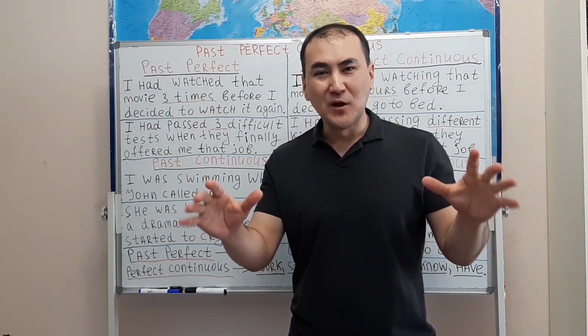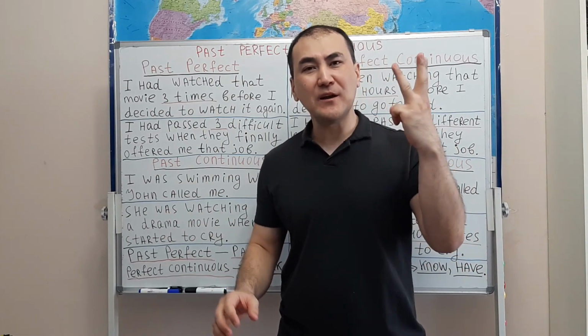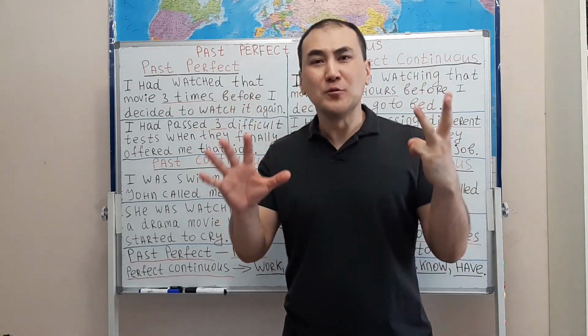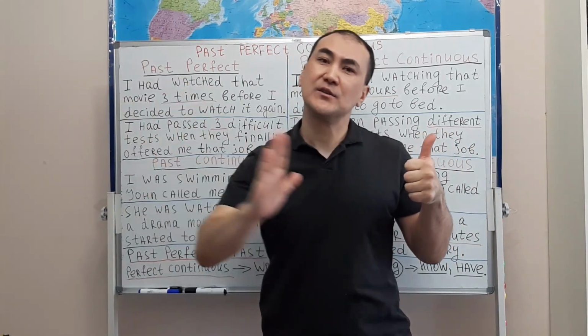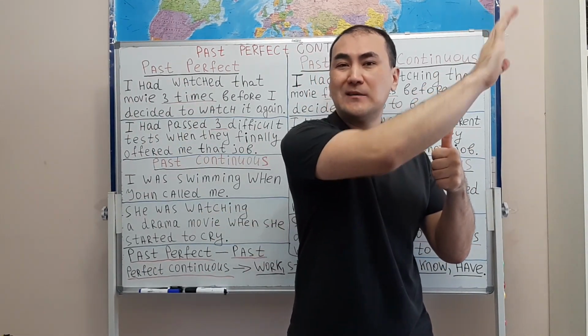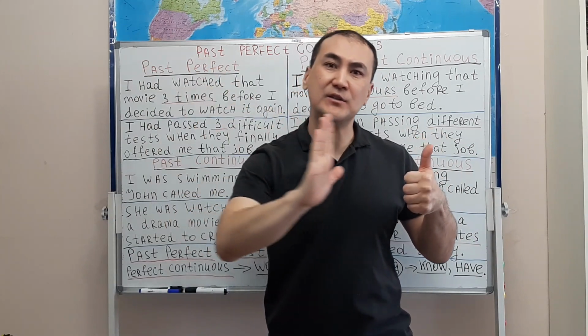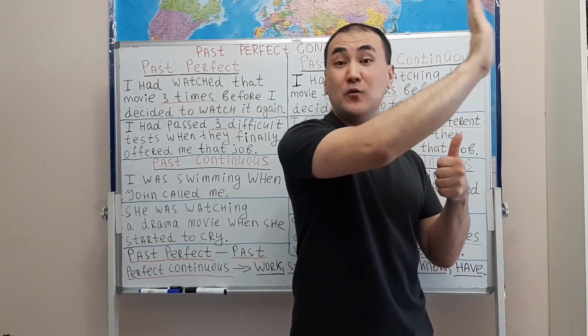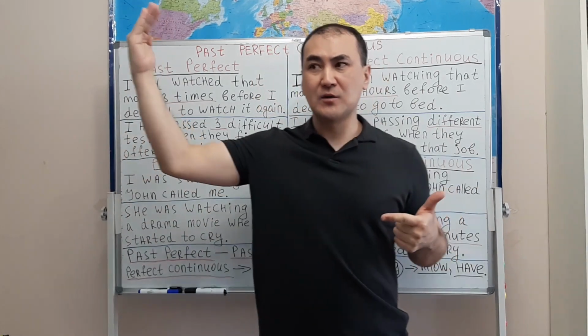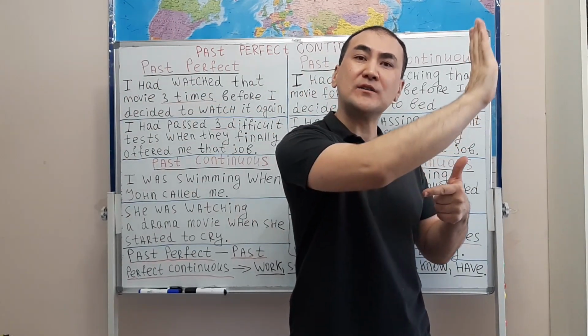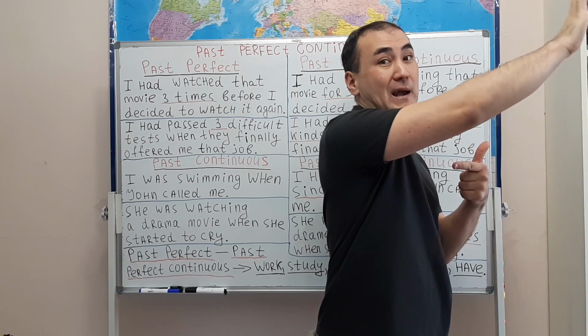So guys, to summarize, we have three main ways or rules to apply past perfect continuous. First one: the action started sometime in the past and continued up until another point in the past, or the action started sometime in the past, continued and finished before another point in the past. And the second one: the action started sometime in the past and just continued and went on beyond another point in the past, all right?